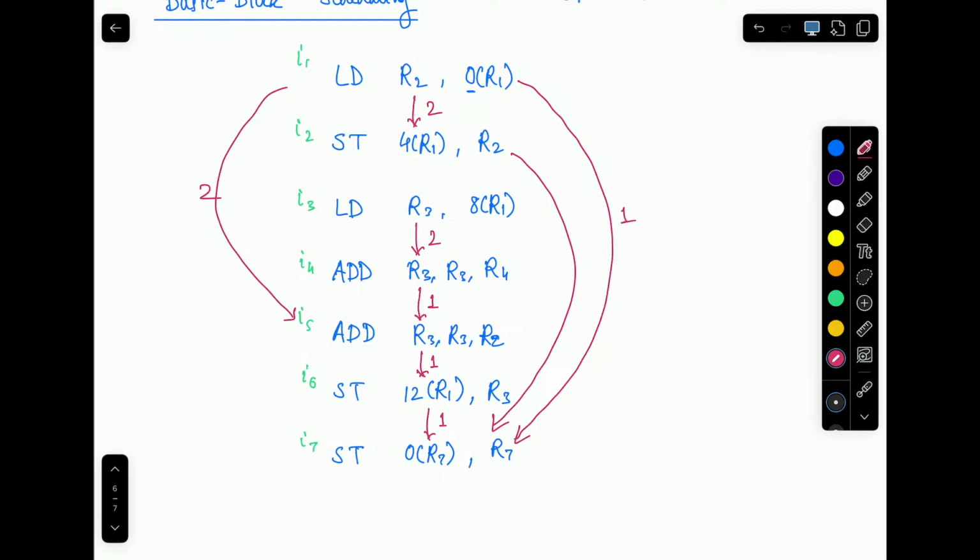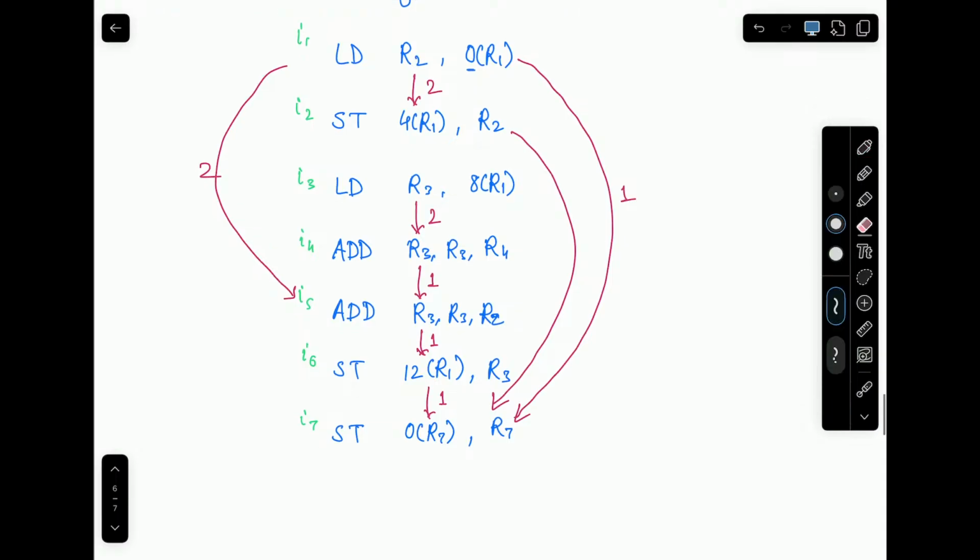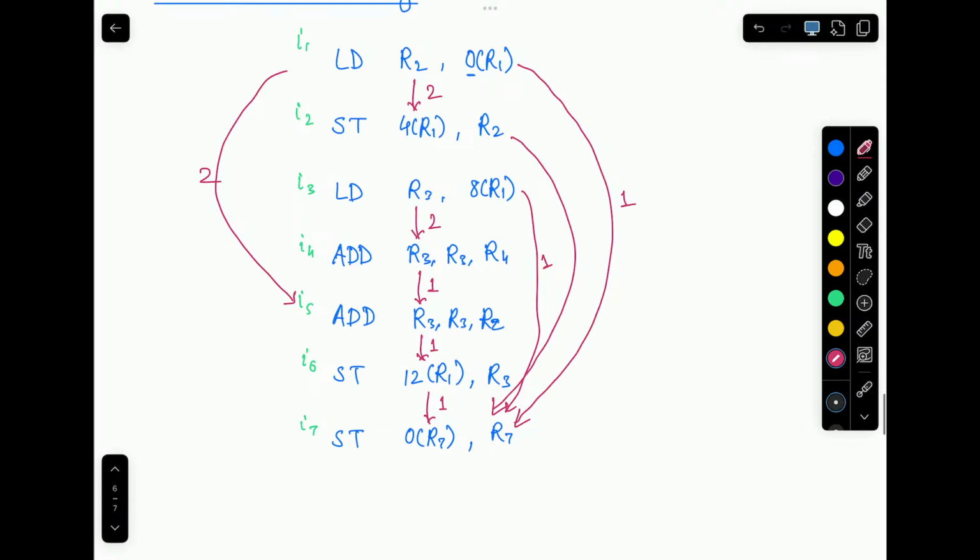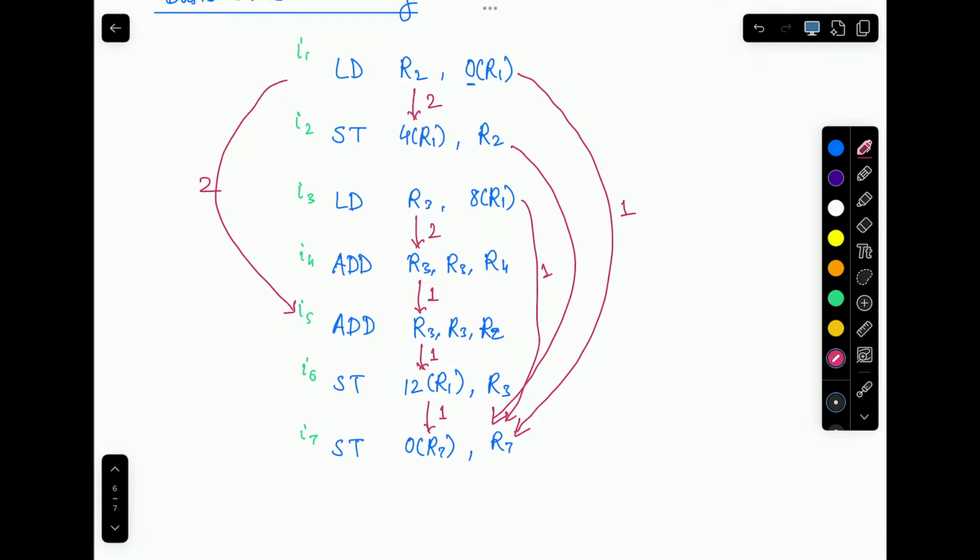Are there any more edges that we should add like this? Can 8 plus R1 be same as 0 plus R7? Yes, we don't know. So we should add an edge from I3 to I7 as well. Oh, I erased it. We should add an edge from I3 to I7 as well, again with the label 1. Are there any such dependencies that still exist? I2 to I3? No, 4 plus R1 is guaranteed to be different from 8 plus R1. They are not going to be the same memory location and hence I need not worry about them. So let's say we have covered all the dependencies here.